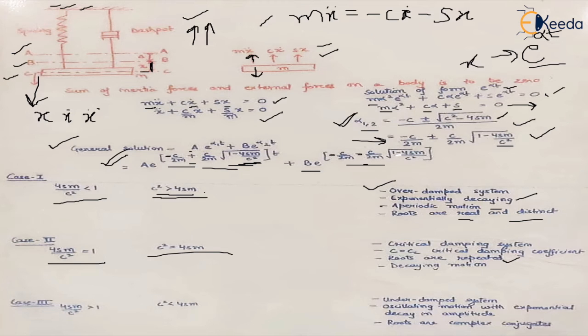We are getting the same roots, and this system is called the critical damping system, right? And this is also a decaying motion, because if we look at the general solution, it will be a e^(-c/2m)t + b e^(-c/2m)t. So this is also the decaying motion.